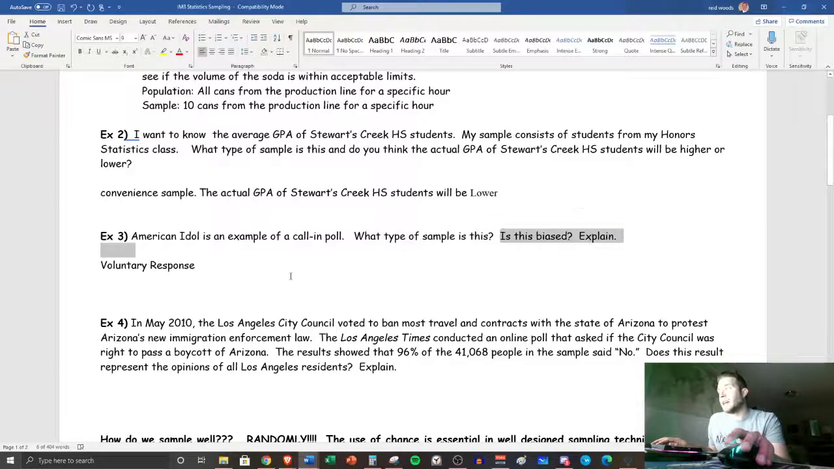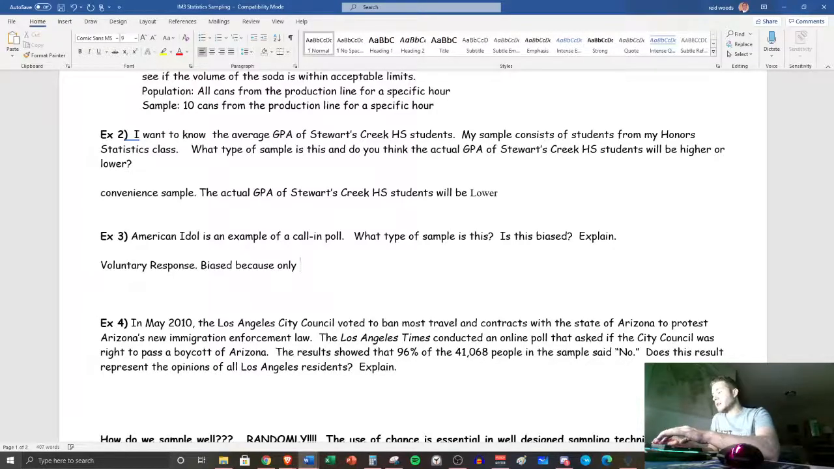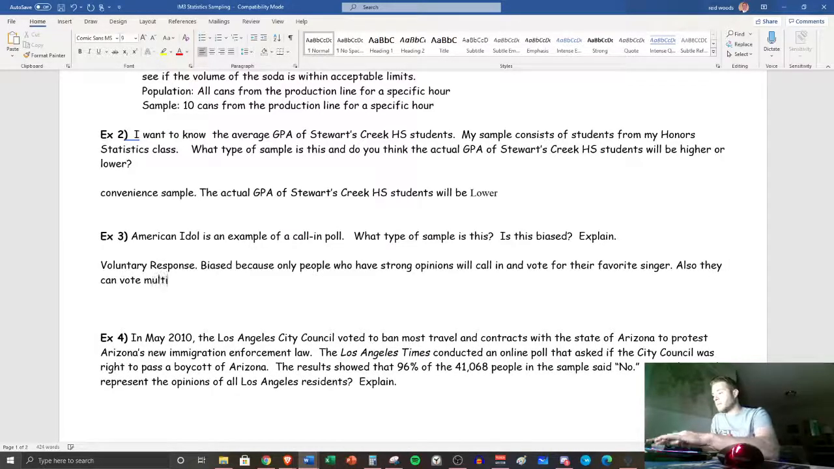Is this biased? Yes. Biased because only people who have strong opinions call in and vote for their favorite singer. Also, they can vote multiple times. That is something that happens. You get that double representation there that also messes up your data. Okay, that's a problem as well.